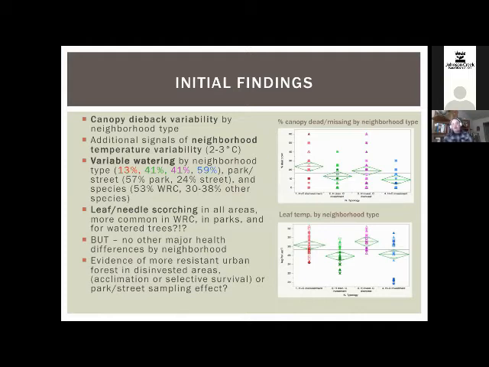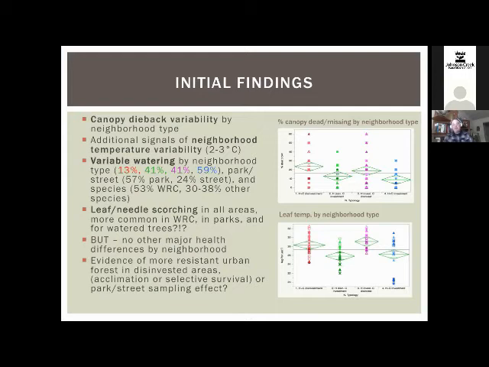But we saw a high variability in canopy dieback according to neighborhood type. So the more advantaged socioeconomic neighborhoods that are presently advantaged, experiencing higher investment presently, had substantially less dieback and damage and missing canopy in trees. We also confirmed additional signs of neighborhood temperature variability, so several degrees Celsius difference between different neighborhoods.